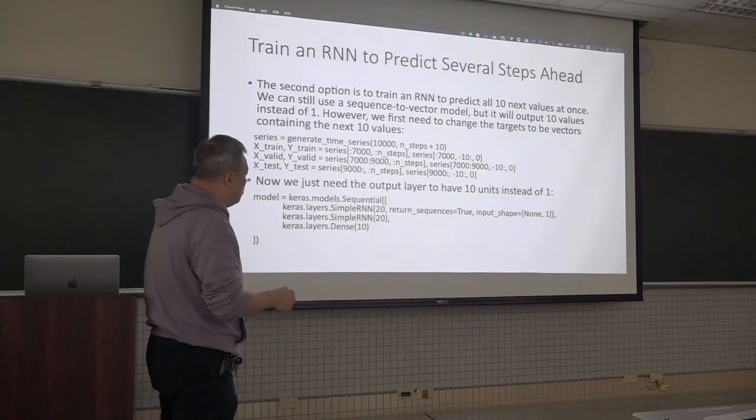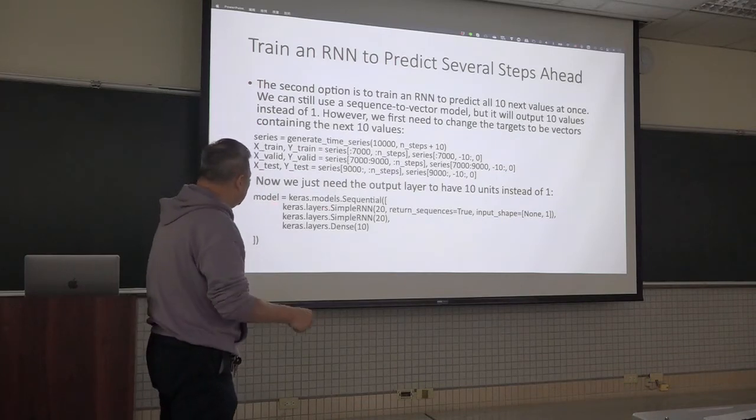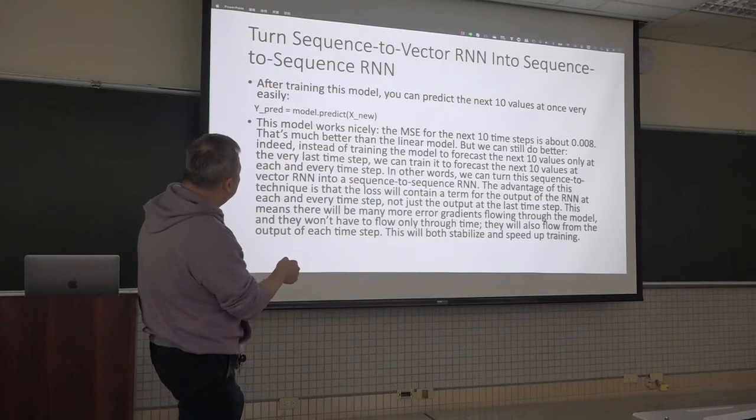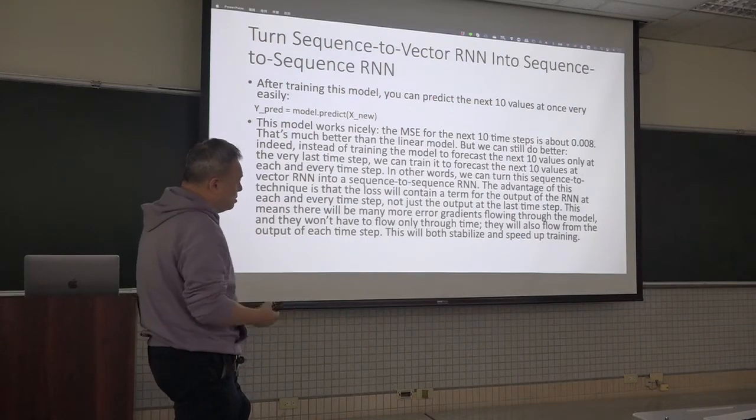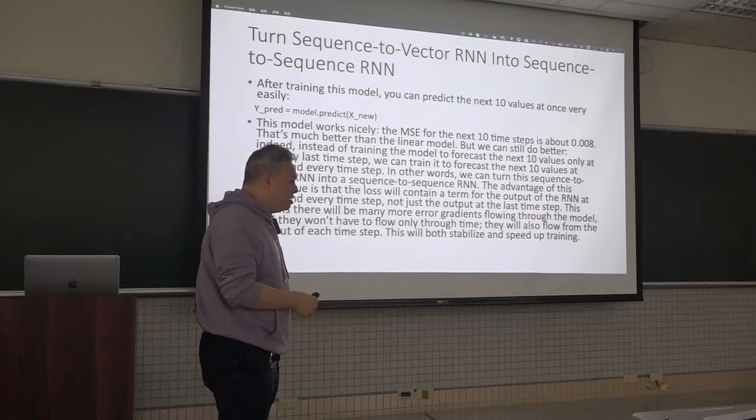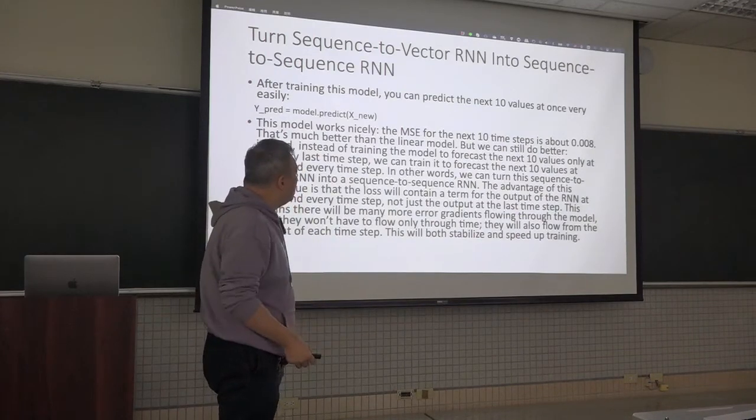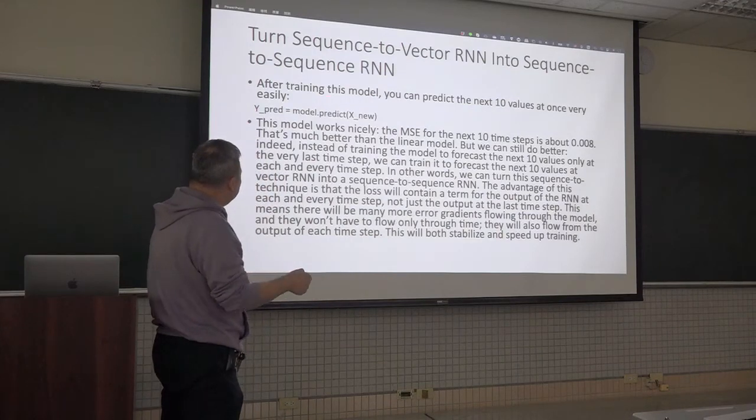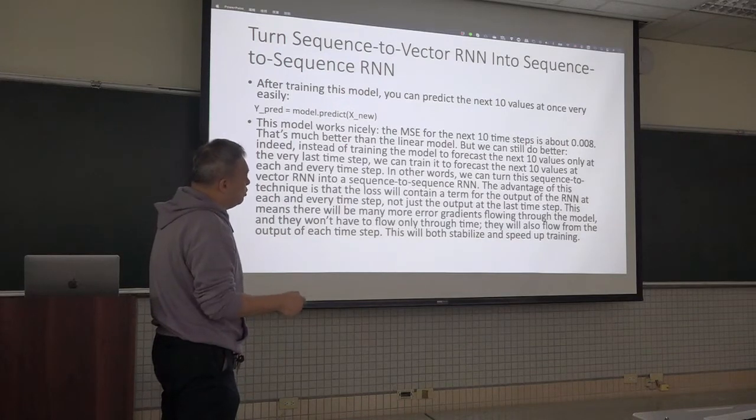So now we just need the output layer to have 10 units instead of 1. This model is similar to the previous one, except the last layer has 10 units, 10 neurons. Then we can train this model, and each time we feed in the first 50 values, and it's going to predict the next 10 values in one inference. So that's it. This model works nicely. The MSE for the next 10 time steps is about 0.008, which is much better than the linear model.